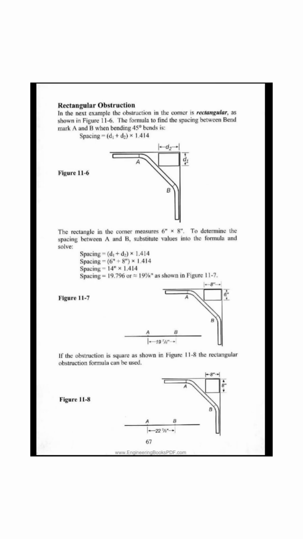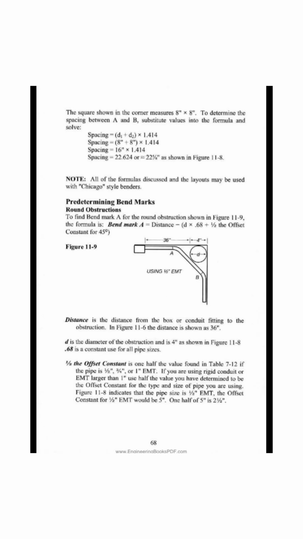If the obstruction is square as shown in figure 11-8, the rectangular obstruction formula can be used. The square shown in the corner measures 8 inches by 8 inches. To determine the spacing between A and B, substitute values into the formula and solve. Spacing equals (8 plus 8 inches) times 1.414. Spacing equals 16 inches times 1.414. Spacing equals 22.624, or 22 5/8, as shown in figure 11-8. Note: all of the formulas discussed in the layouts may be used with Chicago-style benders.